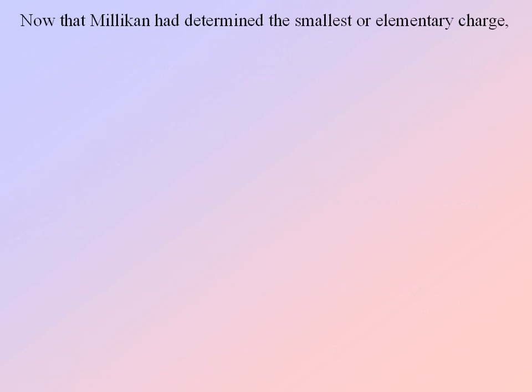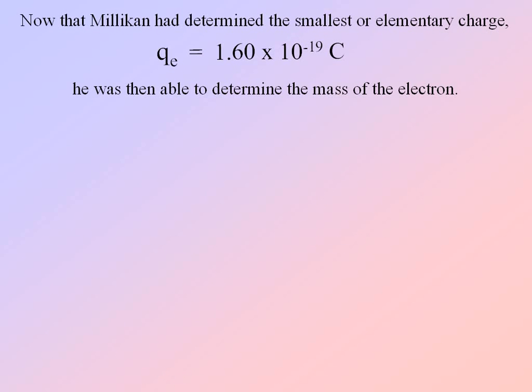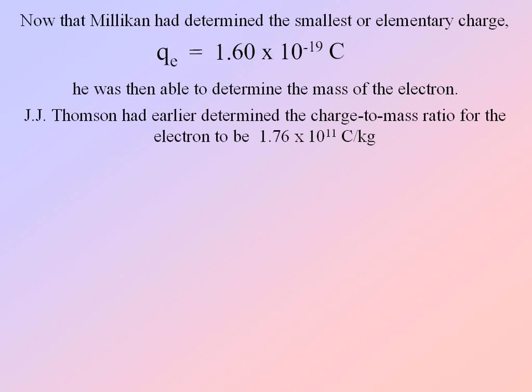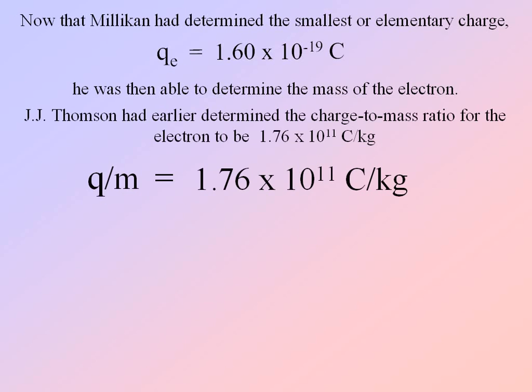Now that Millikan had determined the smallest, or elementary charge, he was then able to determine the mass of the electron. Remember that J.J. Thomson had determined the charge to mass ratio to be 1.76 times 10 to the 11 coulombs per kilogram.